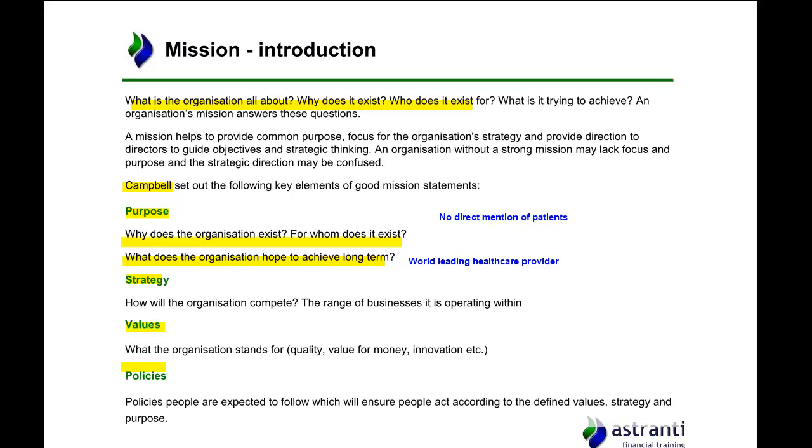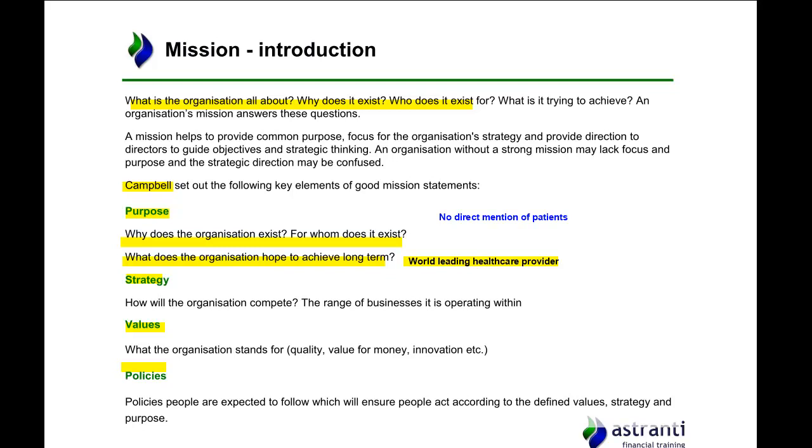If their vision statement is being a world-leading healthcare provider, it's all well and good having the best possible employees. It's all well and good having the best care available. But if you're not in a position where you are providing it to the patients, then it is quite moot.